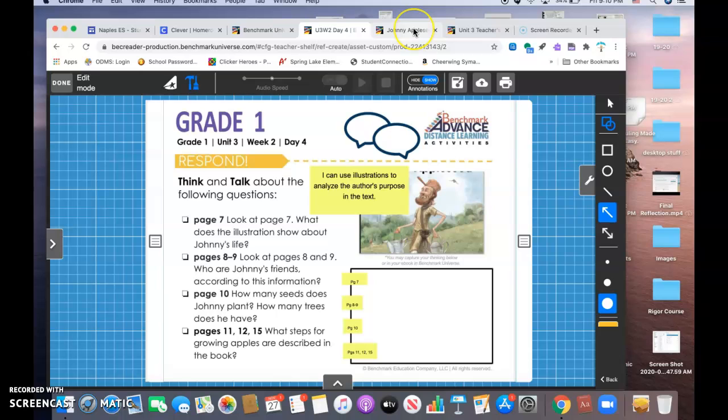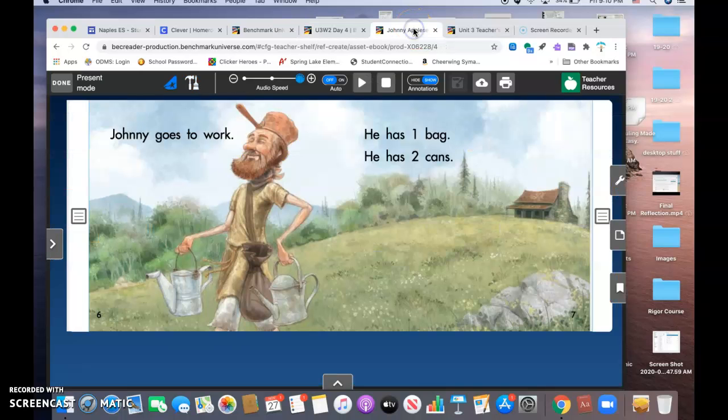So let's go look at page 7. What does the illustration show about Johnny's life? All right, here's page 7. Here's page 6 and 7. Take a look. What's happening here? What does the author want you to know about Johnny's life by looking at these pictures? What does the author want you to know?